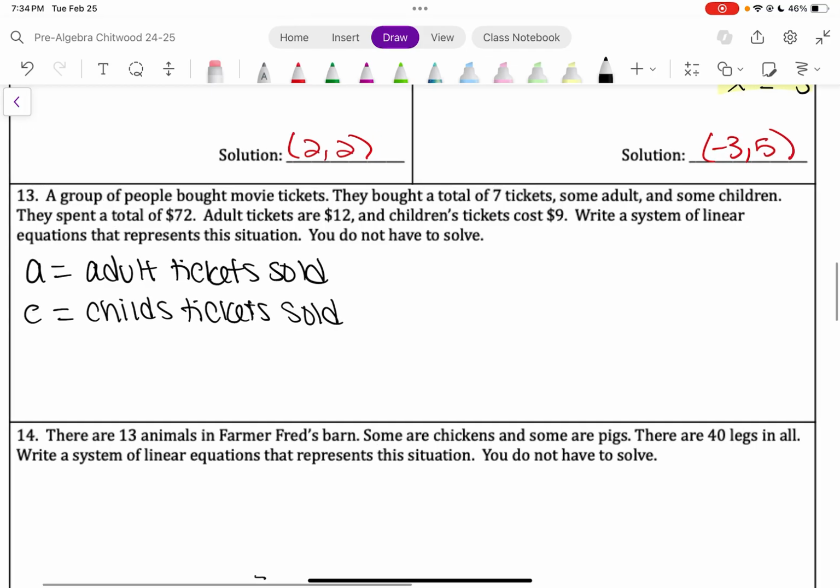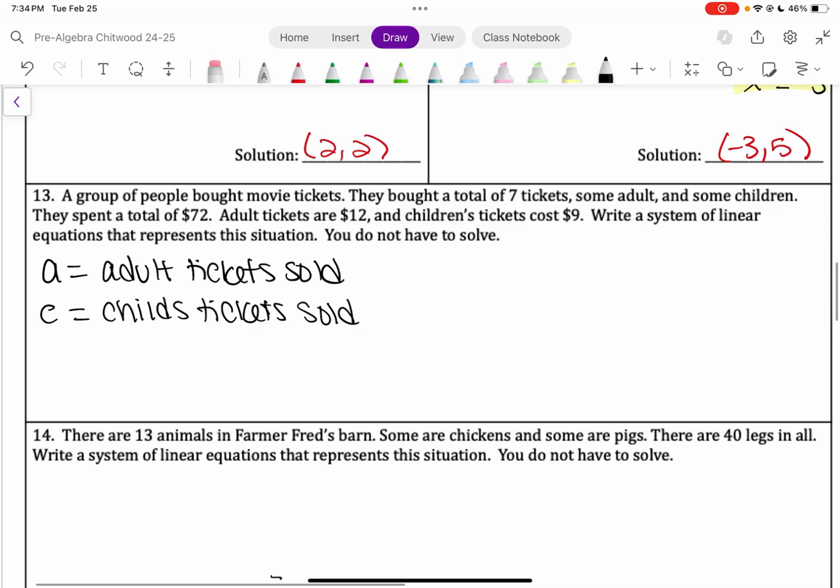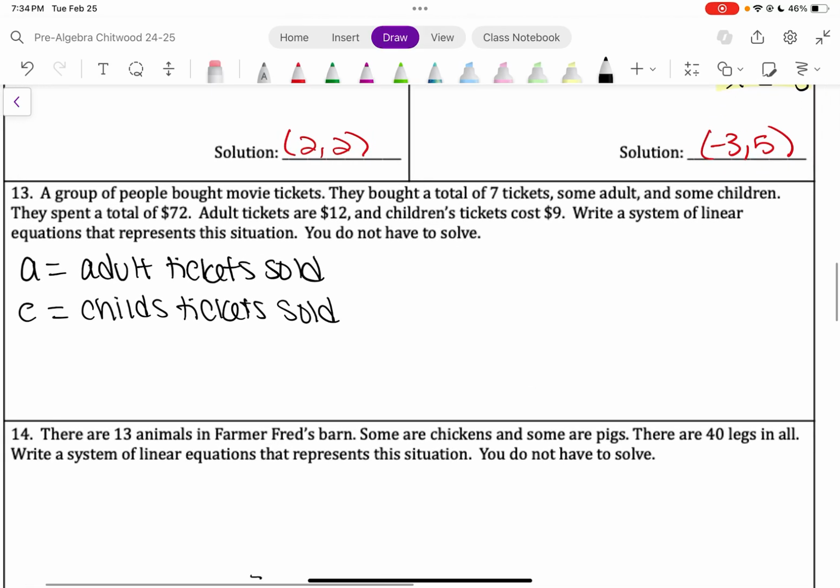Tickets bought, same thing. So, if there was a total of 7 tickets bought, some were adults, some were children, and we don't know how much is each, I can say the amount of adult tickets bought plus the amount of child's tickets bought equals 7. I get this from right here.